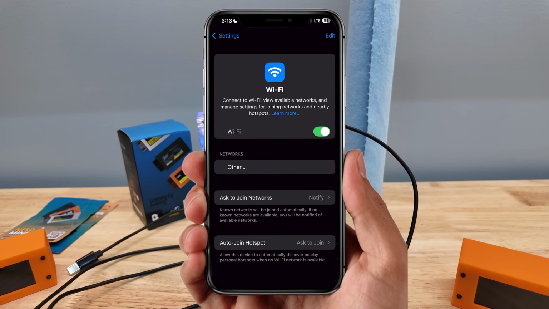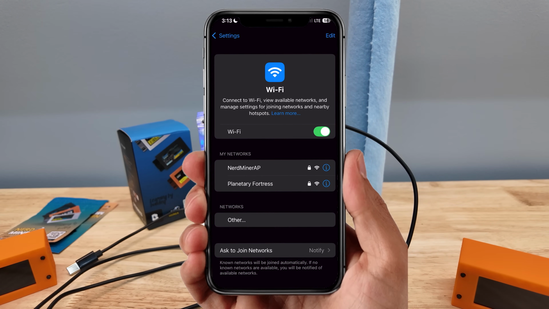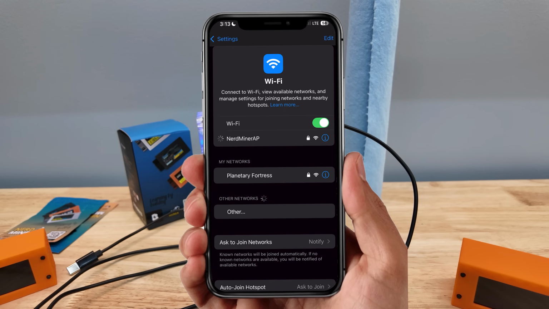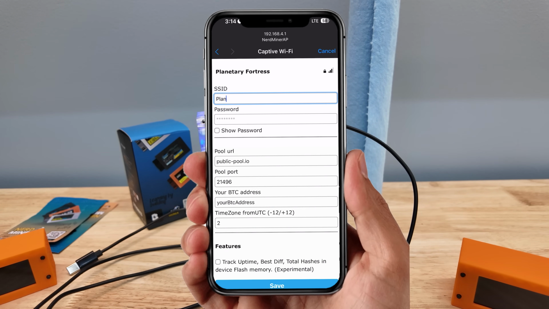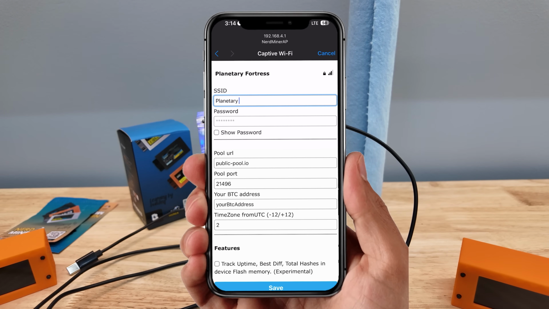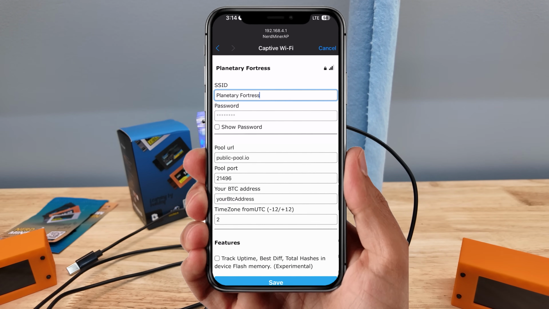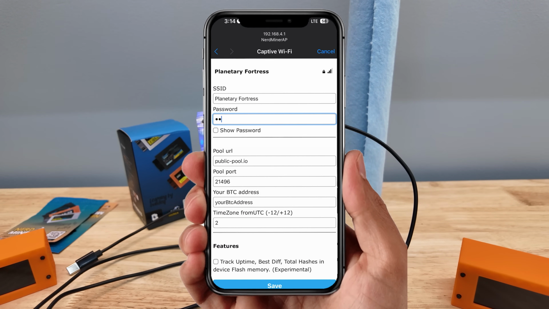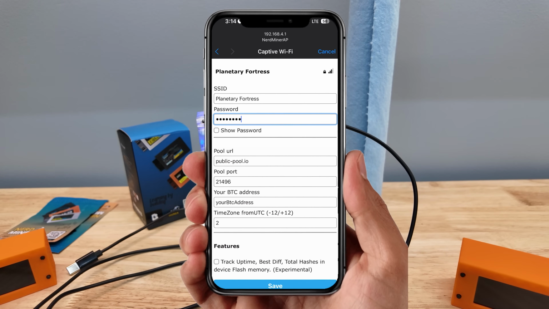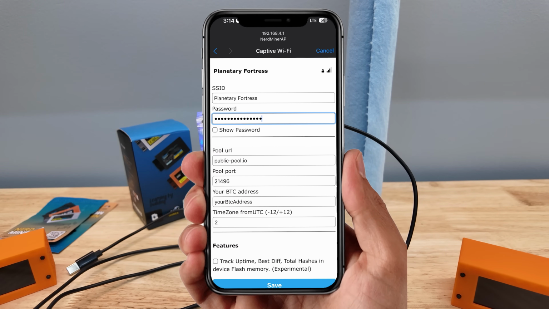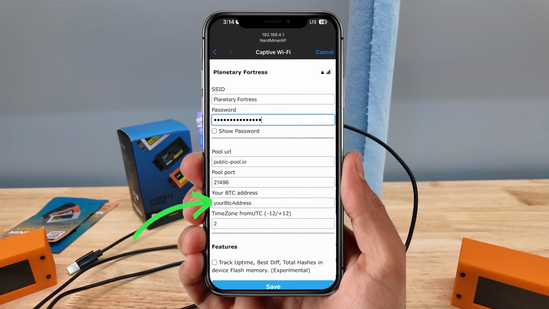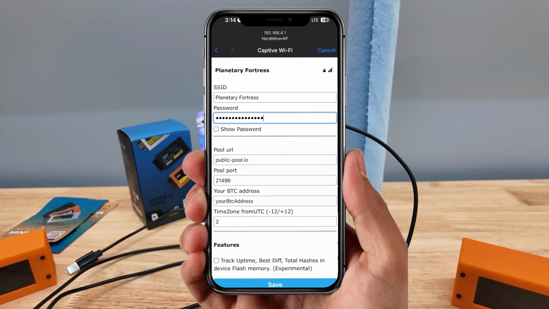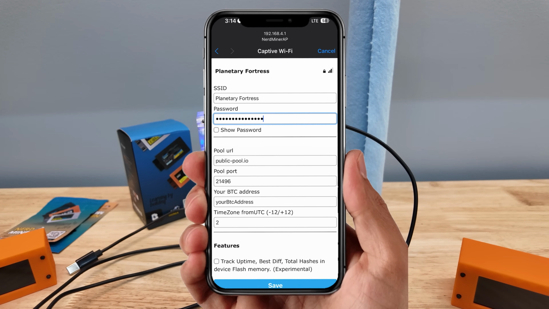These all generate a Wi-Fi network with the same name. Typically, you only buy one of these. Nerdminer AP. So you type in your Wi-Fi SSID. Mine's Planetary Fortress. I punch in my password. Then I put in the mining pool information that I want to use. By default, these are always set up to public pool. So literally all you have to do, because you can just mine on public pool, is just paste your Bitcoin address and click save and you'll be up and mining.